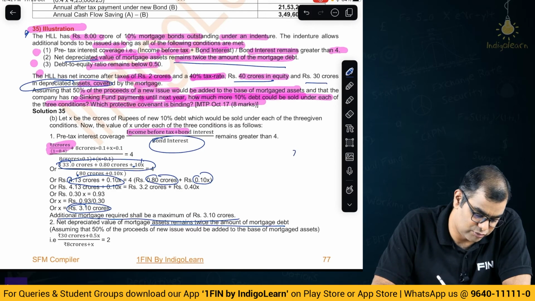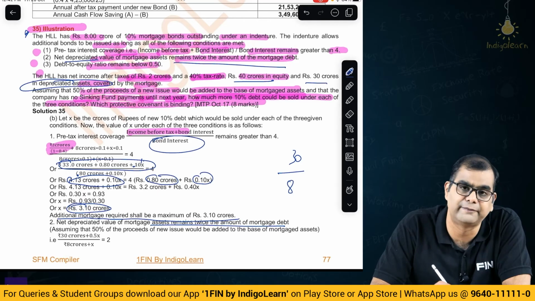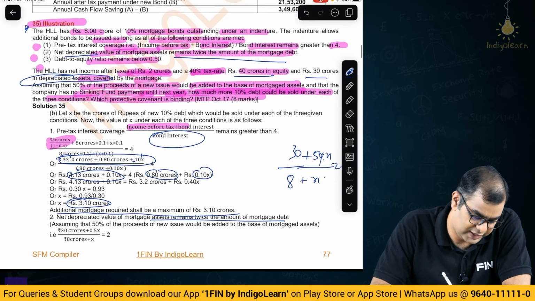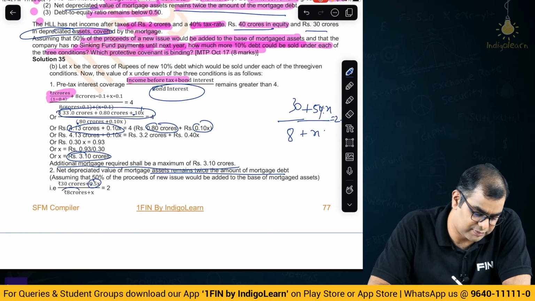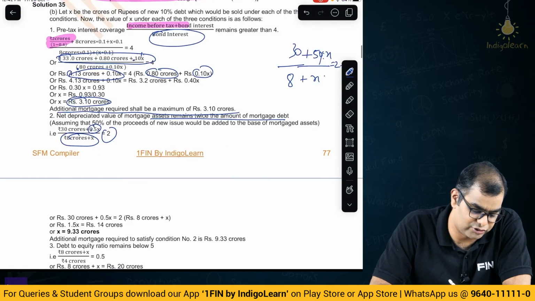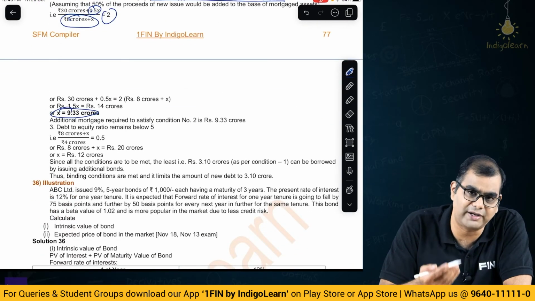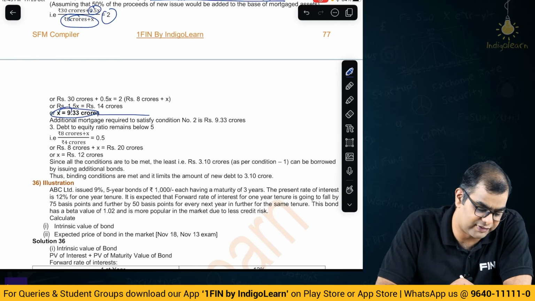So, 30 is the numerator and the existing denominator is 8. You can add 50% of a new loan to the numerator, and the entire new loan gets added to the denominator, such that this ratio is a maximum of 2. So, (30 crores plus 0.5x) divided by (8 crores plus x) is equal to 2, and you solve for x. You get a value of x as 9.33. You can take an additional loan of 9.33 crores without breaking this covenant.